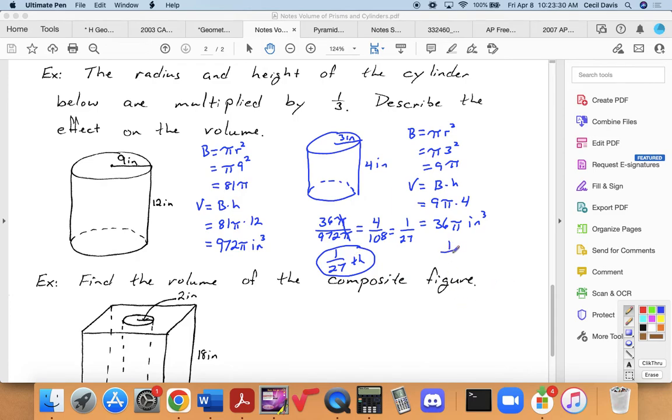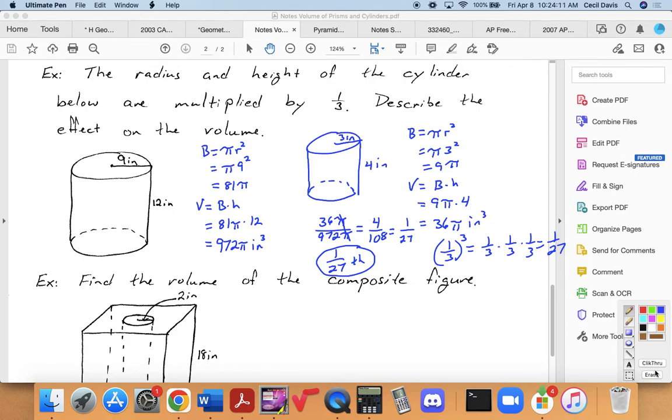But what do you get if you take 1/3 and cube it? That's 1/3 times 1/3 times 1/3 is 1/27. Since volume is cubic units, you can just cube whatever is being done to this. So if the radius and height are multiplied by 1/3, then the volume is multiplied by 1/27. And that will save you a ton of time.